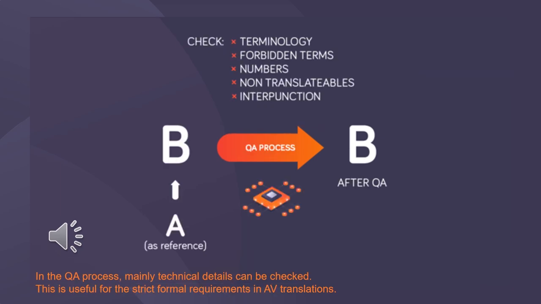For AV translations, we have a number of rather strict formal requirements. In the QA process, mainly technical details can be checked. This is the boring, tedious stuff in quality control, so I'm grateful myself if I can automate parts of it here. A typical QA check supports you checking terminology, forbidden terms, numbers, non-translatables, interpunction, and other formalities.